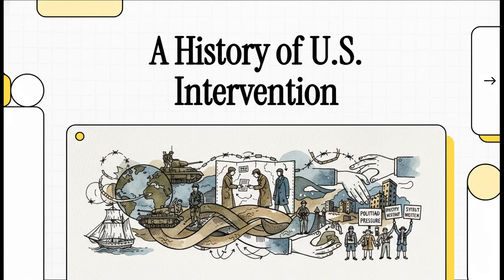You know, for well over a century, the United States has been involved in changing governments all around the world. We're talking about everything from full-blown military invasions to secret CIA plots. It's a history that's way more extensive than most of us realize. So in this explainer, we're going to unpack that historical record and really get into the how and the why America gets involved in other countries' business.